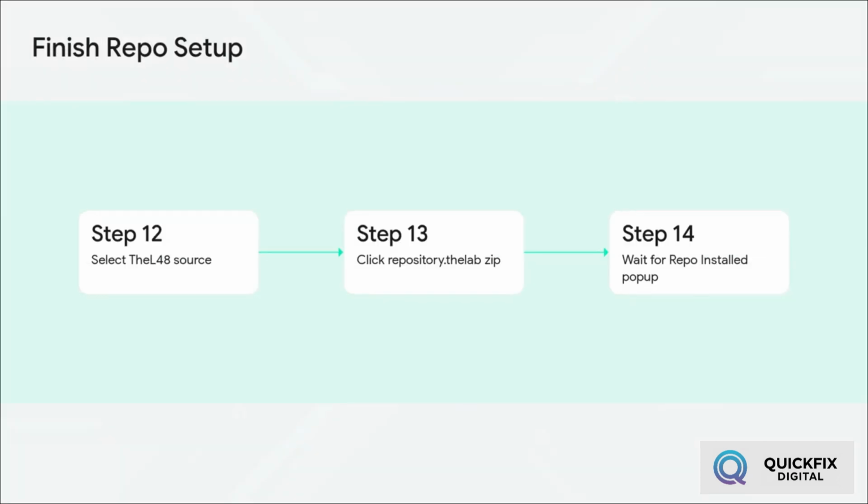All right, once you're past the warning, a selection box will pop open. Select TheLab48. That's the name we created earlier. From there, click on the file named repository.thelab25.3.27 zip. Quick tip from the guide: if you see a newer version of the zip file listed, definitely install that one instead. Now just be patient. You are waiting for an official confirmation pop-up at the top right of your screen that says Repo Installed. Do not click away until you see that message.